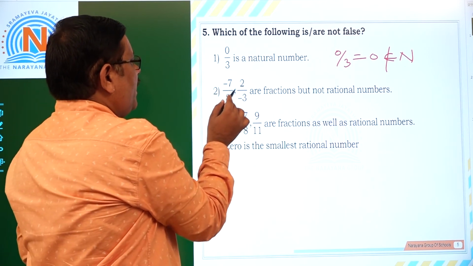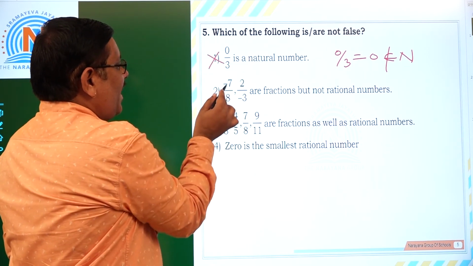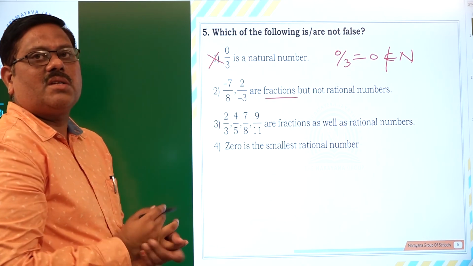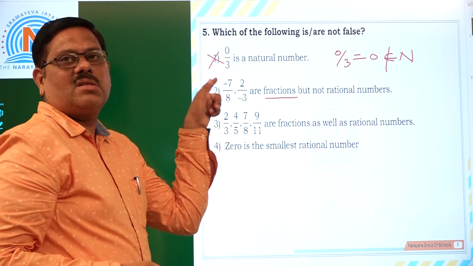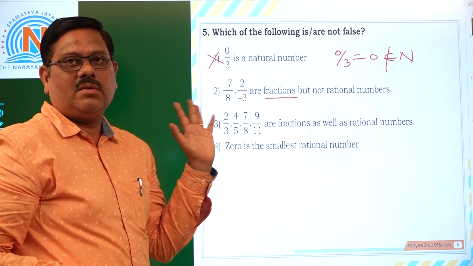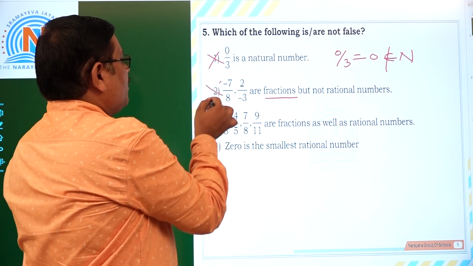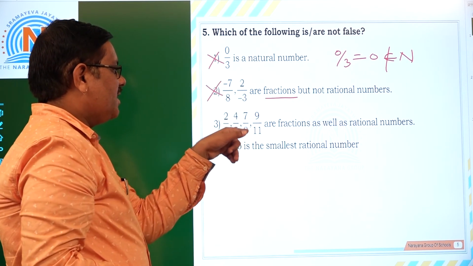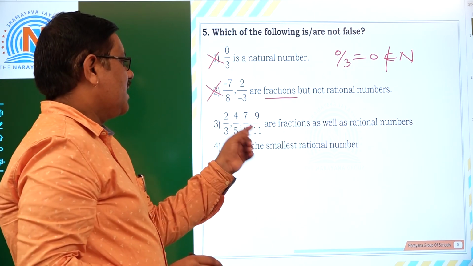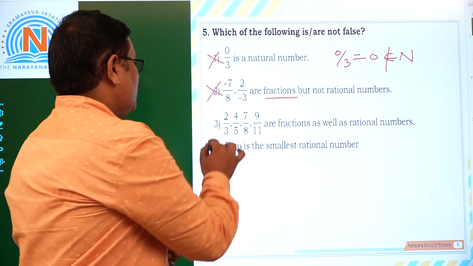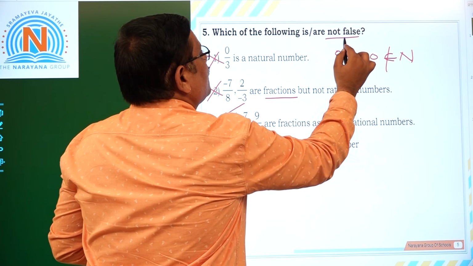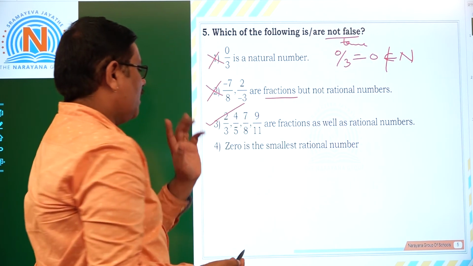Second one, minus 7 by 8, 2 by minus 3 are fractions but not rational numbers. In fact, they are rational numbers. A fraction should not have a negative sign. Minus 7 by 8 is not a fraction. So this is also not the right option for us. 2 by 3, 4 by 5, 7 by 8, 9 by 11 are fractions as well as rational numbers. This is true. These are rational numbers as well as fractions. So this is a true statement. Not false means true. So the third option is the right answer.